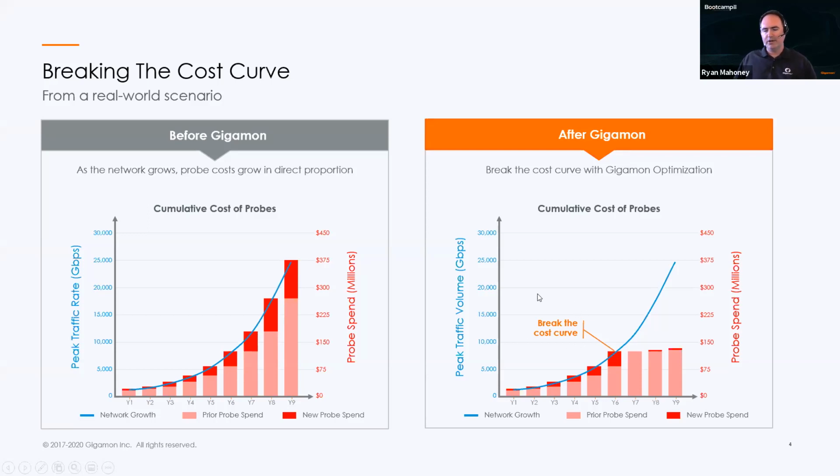Let's break that cost curve using Gigamon, using packet reduction techniques, again, without necessarily sacrificing quality. I know that these charts look somewhat alarming, particularly with some of these very big numbers that are being shown. I can tell you this is based on some very real charts that I have seen firsthand in my career, and it really truly is not out of the realm of possibility.